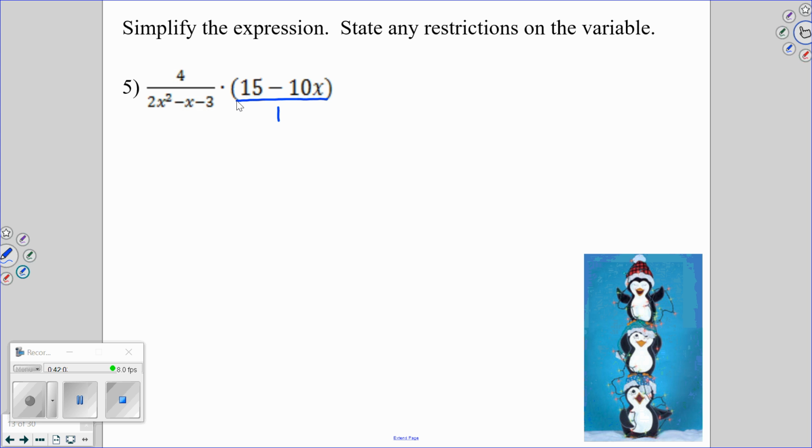But what else is wrong with the way it's sitting? It's not in standard form. That should be negative 10x plus 15. Guys, things aren't going to work out right if you don't put them in standard form. You're going to have sign issues. Okay, now are we good? Ready to start?